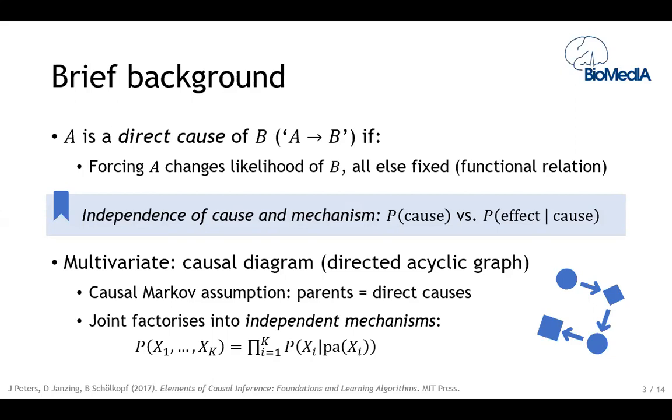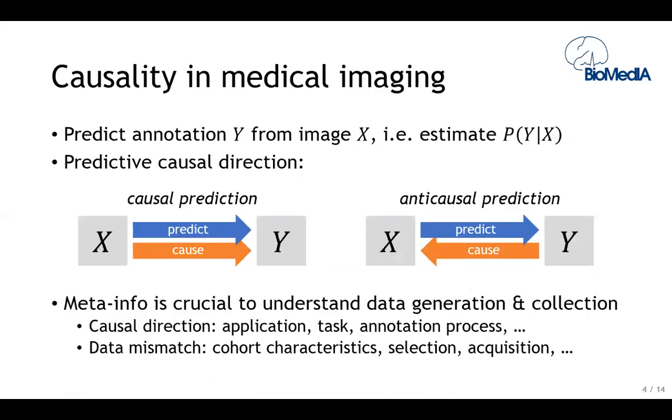And if we have more than two variables, we can extend this to what's called the causal diagram, which is a graph that encodes all of the causal influences between the variables. And this embodies what's called the causal Markov assumption, which just says that the joint distribution over all variables factorizes as a product of these conditionals, which are the mechanisms. Now, this is all very general, but what does it actually mean in the context of medical images?